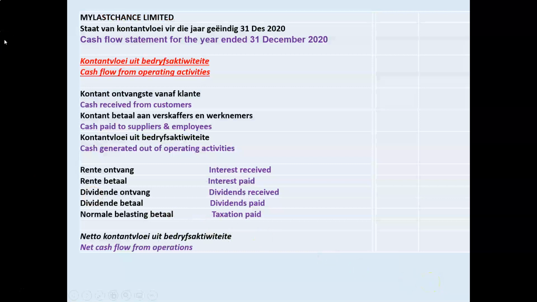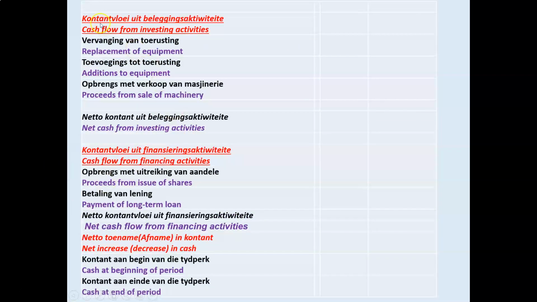Right, let's quickly look at the cash flow statement. I'm not going to ponder into the cash flow statement because we're going to spend some time doing cash flow statements. Let's just look at the layout: the name of the entity, cash flow statement for the year ended 31 December. What is important is that the cash flow statement consists of different sections. The first section is cash flow from operating activities. There we're going to see how much our day-to-day operations, our trading activities, generated in cash. The second section is our cash flow from investing activities.